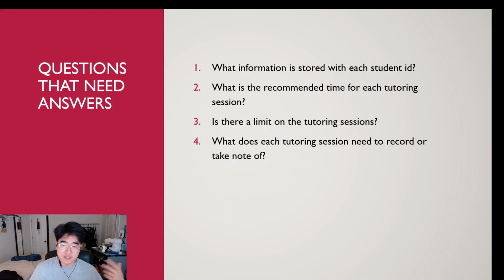And what does each tutoring session need to record or take note of? So we already understand the core requirements, where we need to take note of the student ID, the subject, hours, but there might be some other requirements that we're not considering. Maybe the university, since they're the client, might want more information on some specific category. So is there a way that we can anticipate or dynamically allow additional information to be recorded through each session?